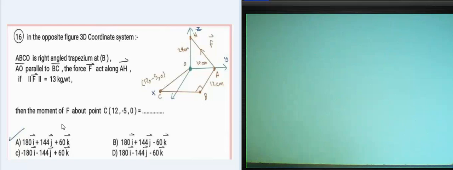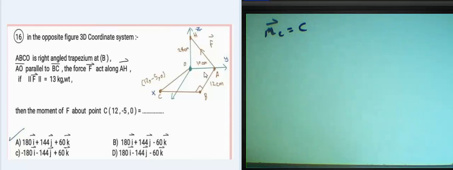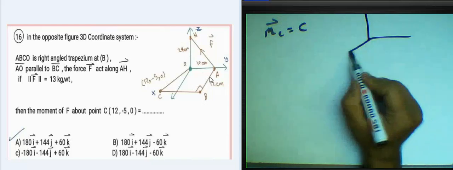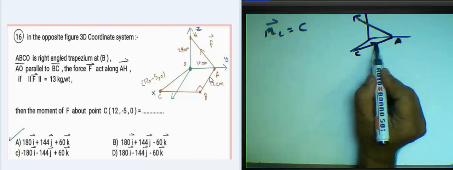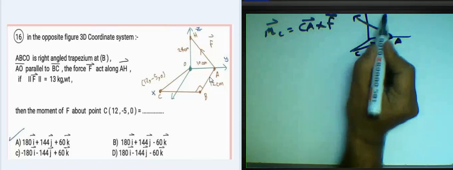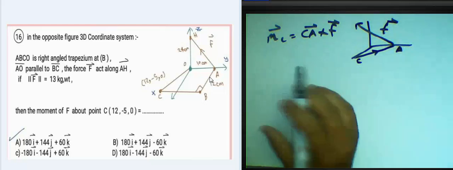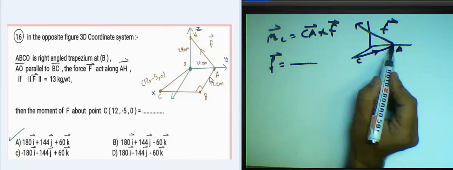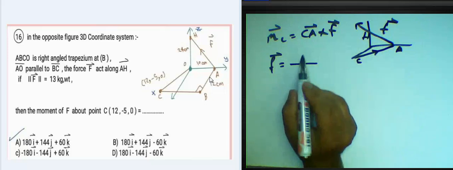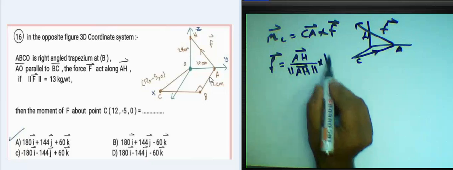We want to find the moment about point C. Look here, moment about the point C. The force acts at the point A, and we want to find the moment about C. We can find the direction CA cross the force. But in this example, they give us the force value, and we want to convert it to a direction. The vector of F acts on A in the direction EH. We can write the vector EH over the magnitude of EH, times the value of the force.